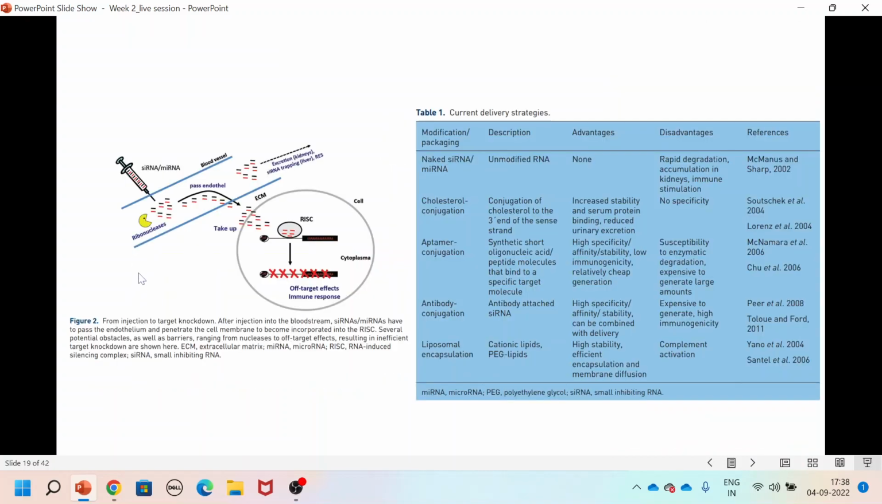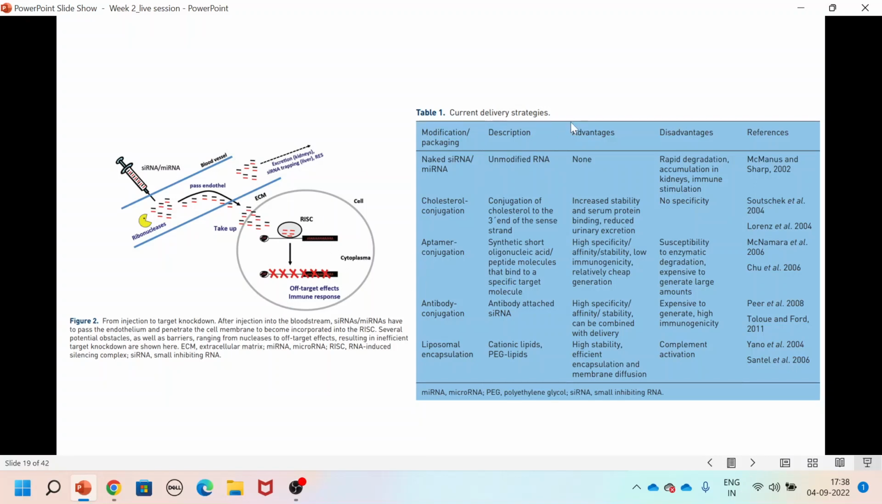So, how do we deliver this siRNA or miRNA into the cells? Firstly, this siRNA or miRNA has to pass the endothelium and penetrate the cell membrane to become incorporated into the RISC complex. There are certain potential barriers, for example, nucleases that may act on these miRNAs or siRNAs and degrade them, resulting in inefficient target knockdown.